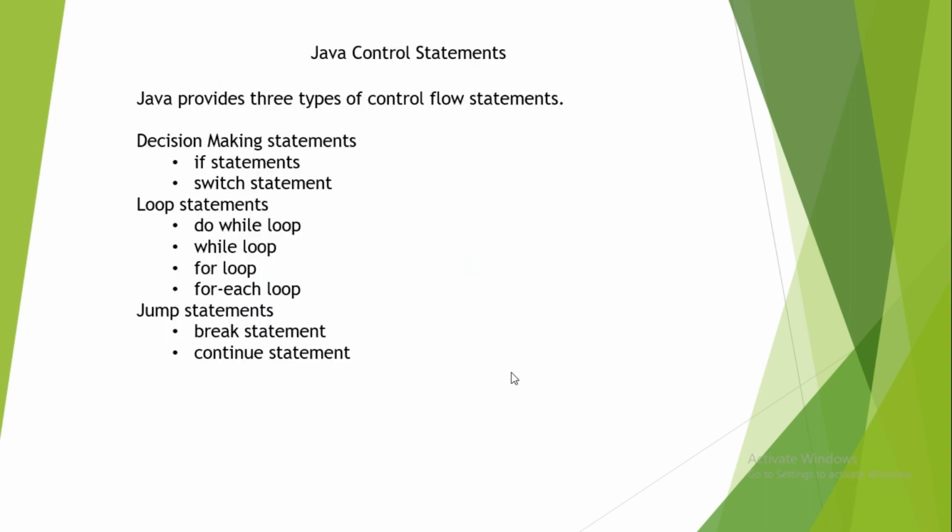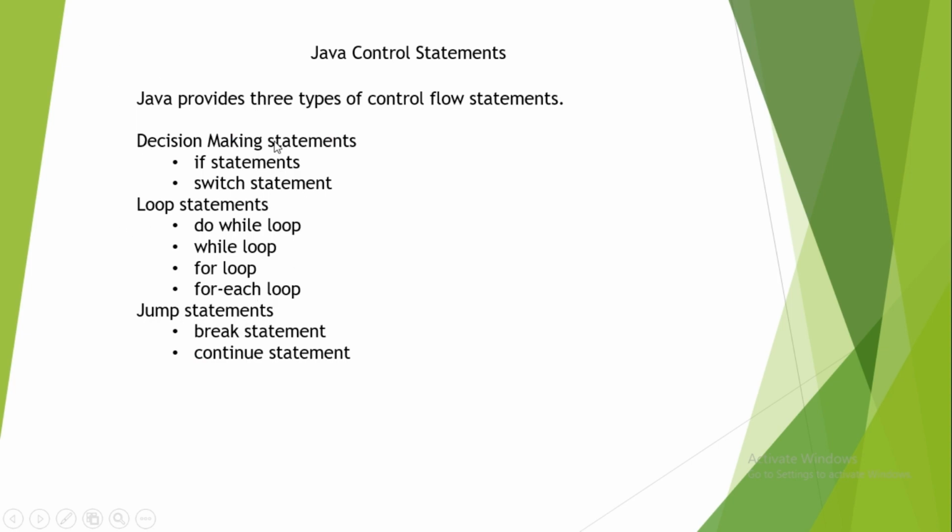So from today onwards, we will discuss Java control statements. What is meant by Java control statements? Control means it will decide the flow of the statements during the execution. That means we have three types of statements: decision making statements, loop statements, and jump statements.